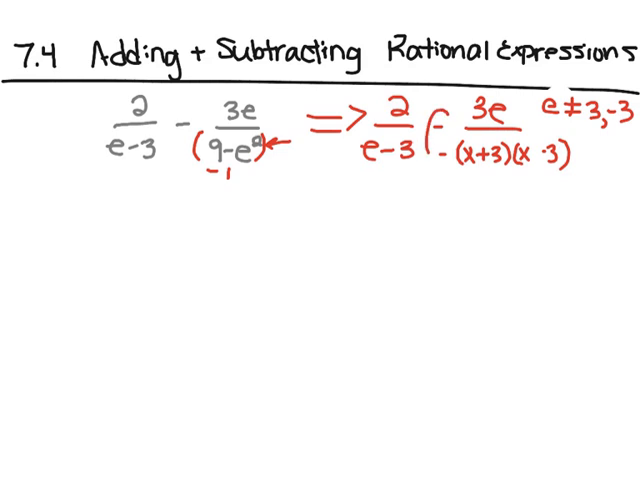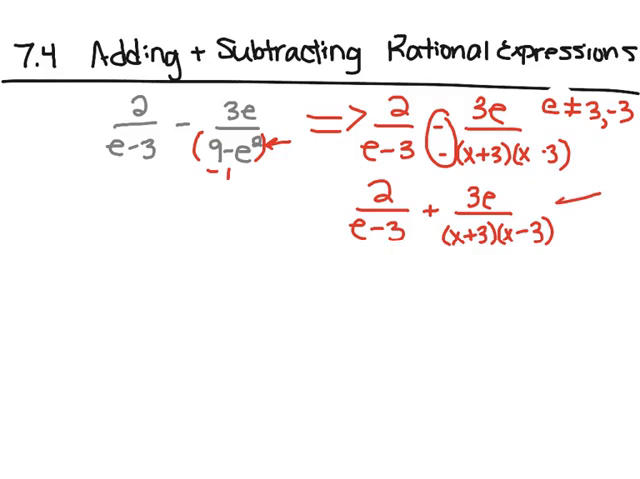When we have two negatives like this, it's going to turn it into a positive. Two negatives make a positive. So it'll be 2 over e minus 3 plus 3e over (e plus 3)(e minus 3). So this is our simplified rational expression. Now we are going to add them together.